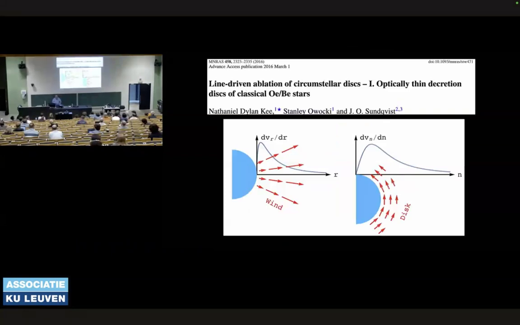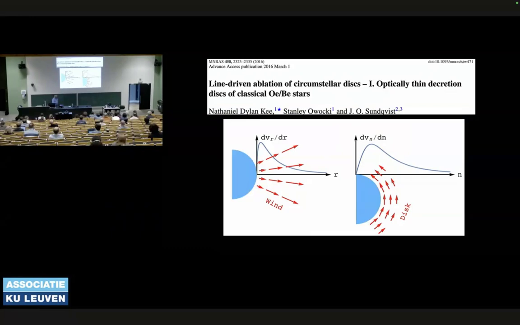Then I had this idea way back in the early 2000s, when I was the chair of the B star working group, that you could also have radiation forces on a disk. So here's how it works. In a wind, the desaturation that occurs is by the radial velocity gradient. But there's no radial velocity in a disk. It's a stationary disk. But there's shear.